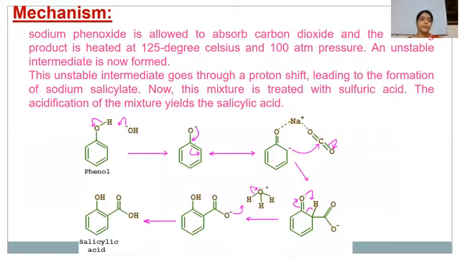Mechanism of the reaction. In basic medium, first phenoxide ion is formed from phenol and then sodium phenoxide is allowed to absorb carbon dioxide at high pressure and high temperature, and there is the formation of an unstable intermediate. This unstable intermediate undergoes a proton shift, leading to the formation of sodium salicylate, and this sodium salicylate, when treated with sulfuric acid, is converted into the free acid, salicylic acid.